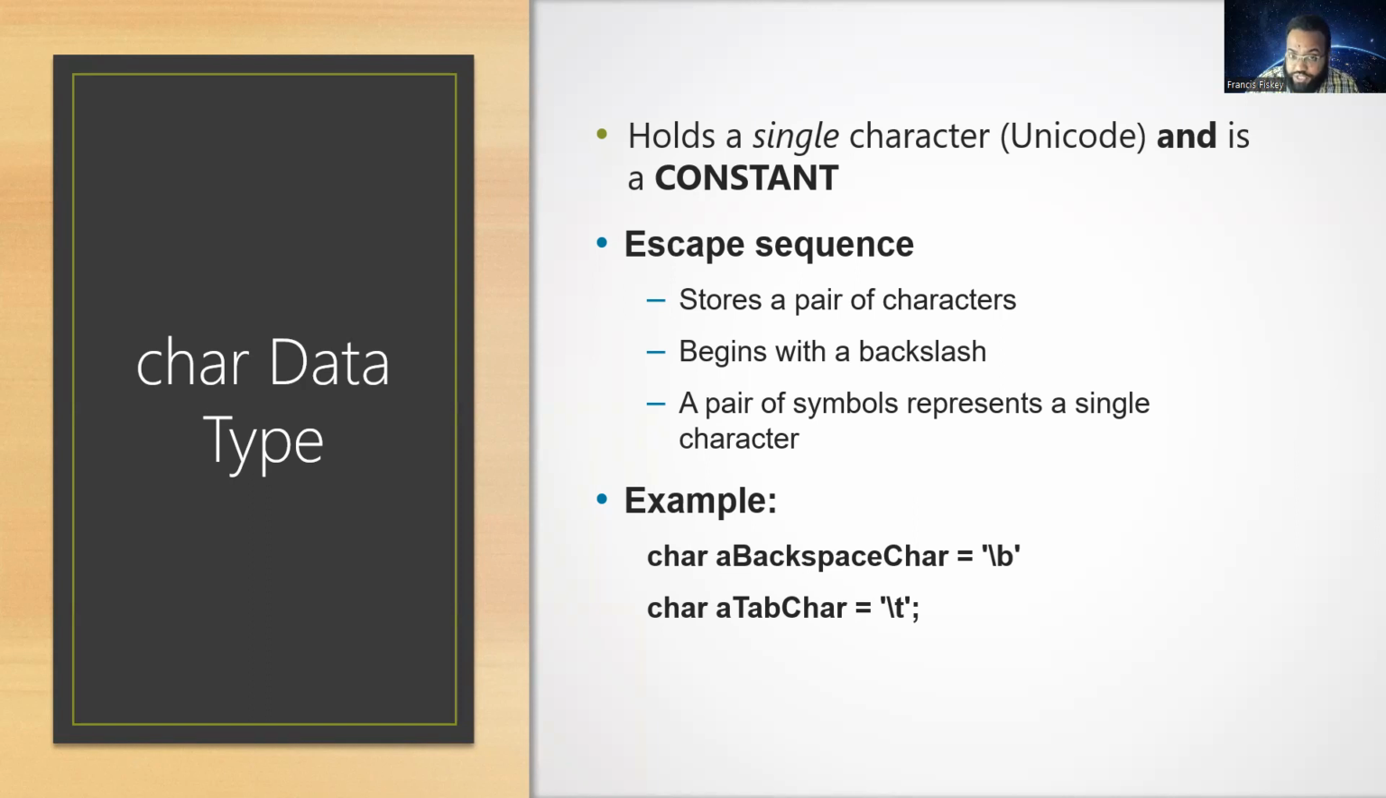Now, you can change chars. I'm not saying that a char data type is a constant, but the primitive data type char is. It's a bit of a conundrum. Either way, if I wanted to have an escape sequence, I would put a pair of characters next to each other. Now, how would I do that if I can only hold one character in a char variable? Well, you'd have two char variables.